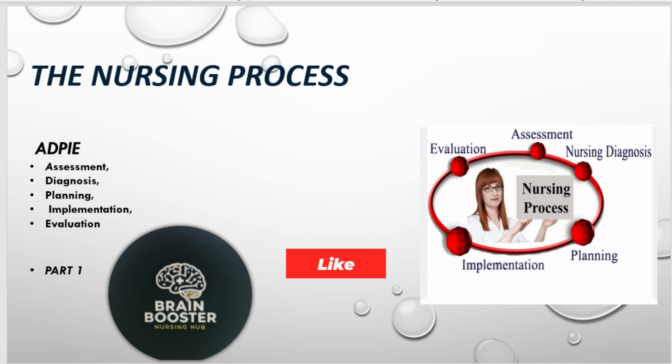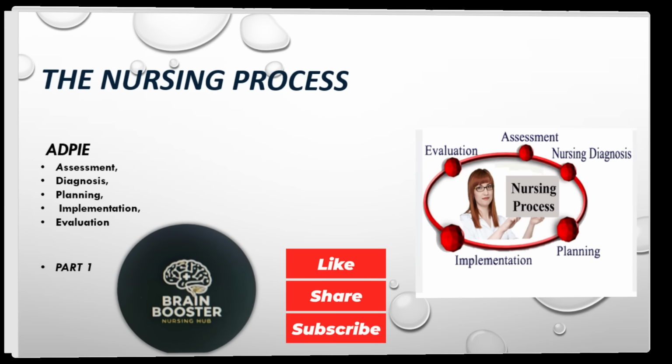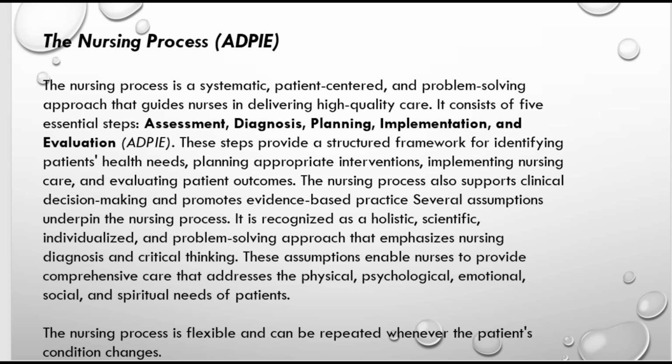So let's get started. The nursing process is a systematic, patient-centered, and problem-solving approach that guides nurses in delivering high-quality care. It consists of 5 essential steps: assessment, diagnosis, planning, implementation, and evaluation, ADPIE. These steps provide a structured framework for identifying a patient's health needs, planning appropriate interventions, implementing nursing care, and evaluating patient outcomes. The nursing process also supports clinical decision-making and promotes evidence-based practice.